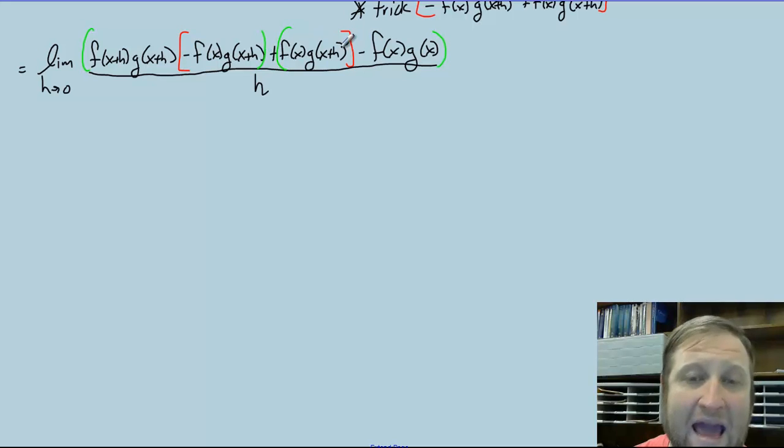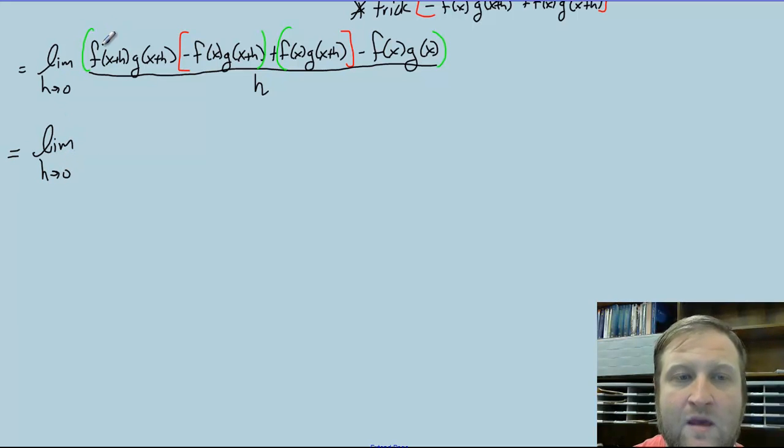Notice I'm adding between these set of parentheses, so I'm just going to split this limit up. Remember, the limit of two functions being added together is just the sum of those individual limits. So now I'm going to keep this first limit here. Limit as h approaches 0 of f of x plus h, g of x plus h, minus f of x, g of x plus h.